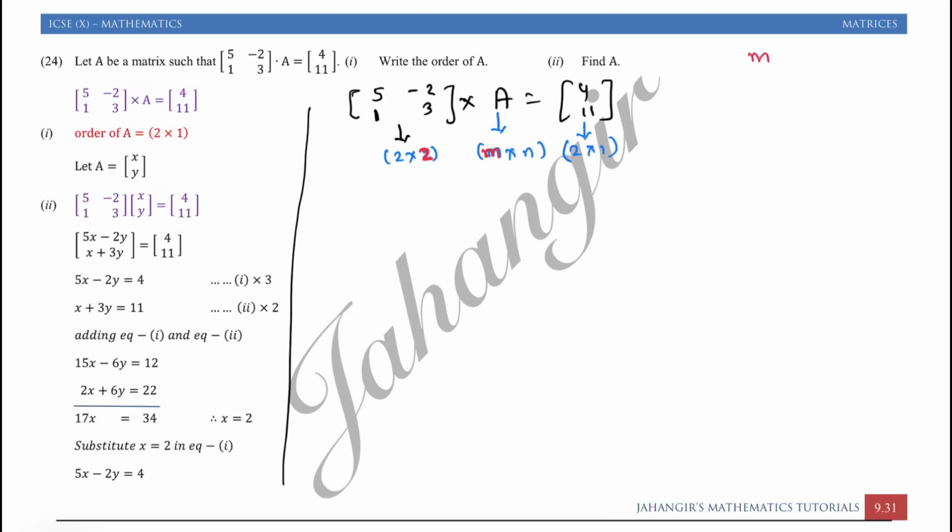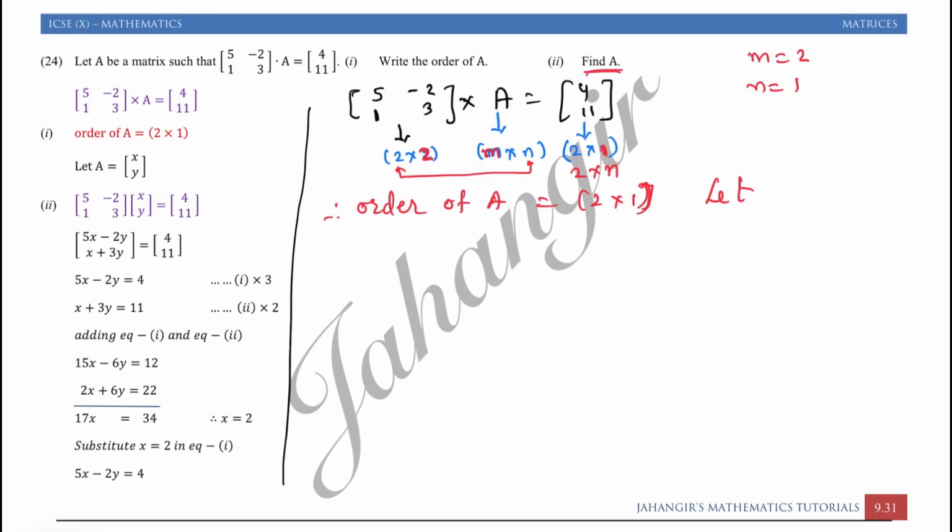So here I can say m is 2. Now let us compare the last two terms. This is 2 into n, so here I can say n is 1. Then only it is possible. So therefore the order of A is 2 by 1. Now I have to find A.